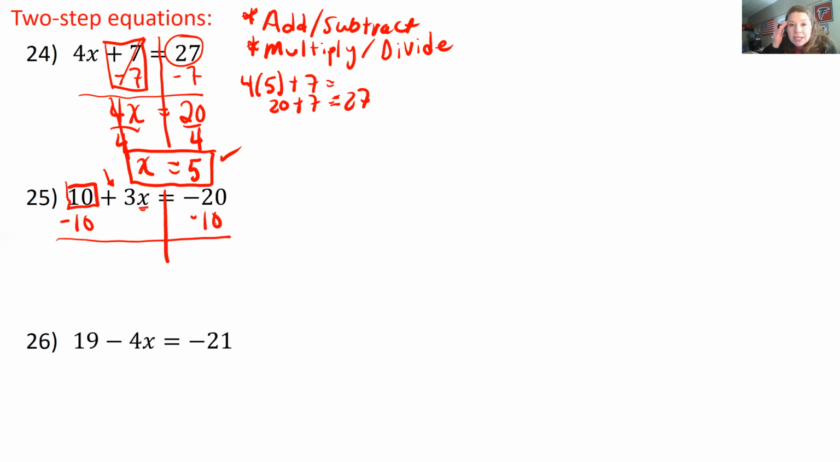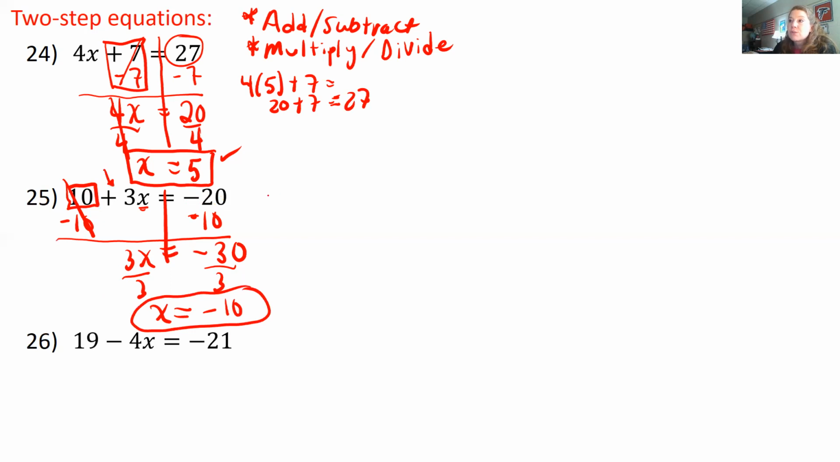Okay, so think about what you want to get rid of. So 10 minus 10 is 0. I bring down my 3x equals, now look at this, be careful. Negative 20 combined with negative 10 is negative 30, right? And then what's being done to x is being multiplied by 3. So what's the opposite of multiplying by 3? We're going to divide both sides by 3. So negative 30 divided by 3 is negative 10. Our answer is negative 10.